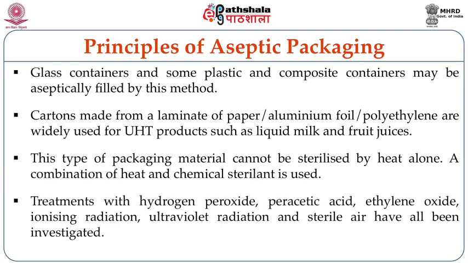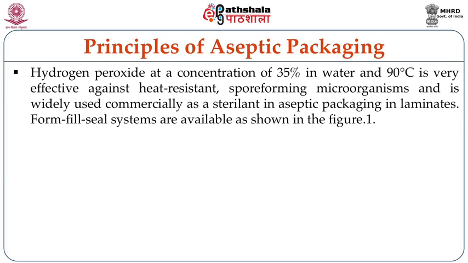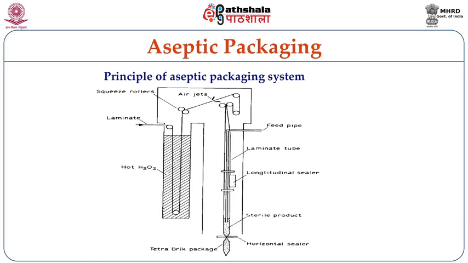Treatments with hydrogen peroxide, peracetic acid, ethylene oxide, ionizing radiation, ultraviolet radiation and sterile air have all been investigated, and they have been shown to help in maintaining the aseptic conditions. Hydrogen peroxide at a concentration of 35% in water and 90 degrees centigrade is very effective against heat resistant spore forming microorganisms and is widely used commercially as a sterilant in aseptic packaging of the laminate. You can see the form fill sealing system which is presented in the figure.